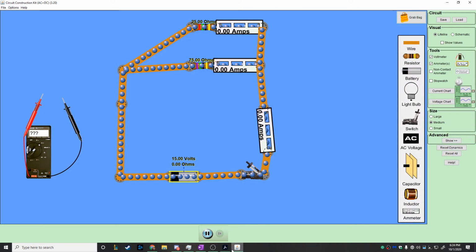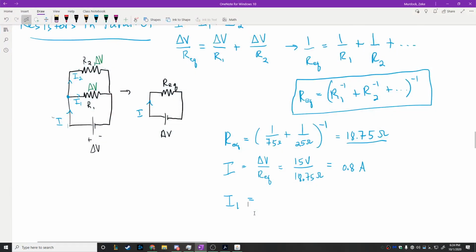This was 75 ohms. So it would be delta V, which is 15 volts, and then we divide by 75 for this one. And then for I2, you're going to be doing 15 volts again, and dividing by 25 ohms. This one I can probably do in my head because it's like 3 over 5, so it's 0.6 amps. Okay, and then this has to be 0.2, right? Because it has to be this minus this. Let's see, 3 over 15, which would be 1 over 5, yeah, 0.2 amps.